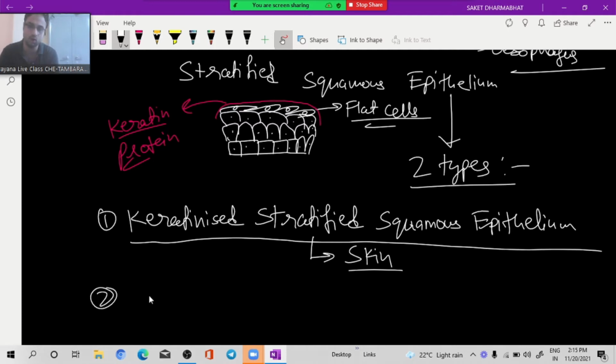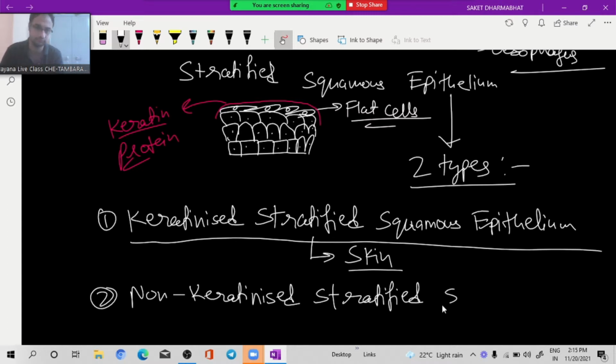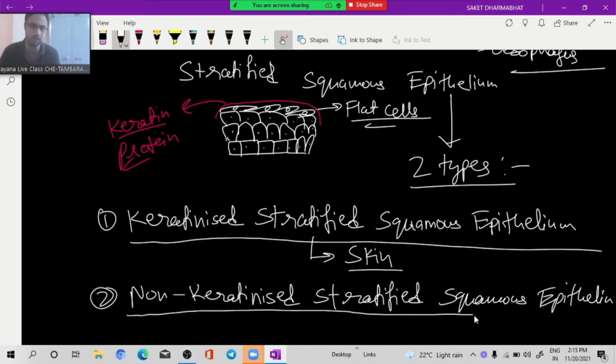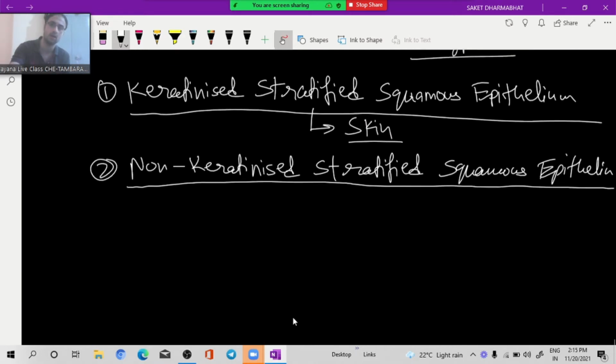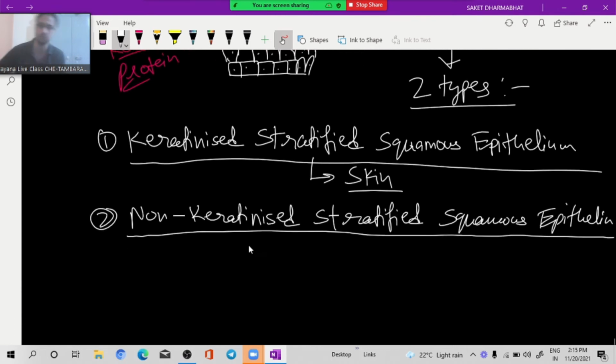Now, suppose this keratin protein cover is not present here. In such a case, the epithelium will be called non-keratinized stratified squamous epithelium. It means no keratin protein layer is present. Now, let's see where this epithelium is found. This epithelium lines the buccal cavity.